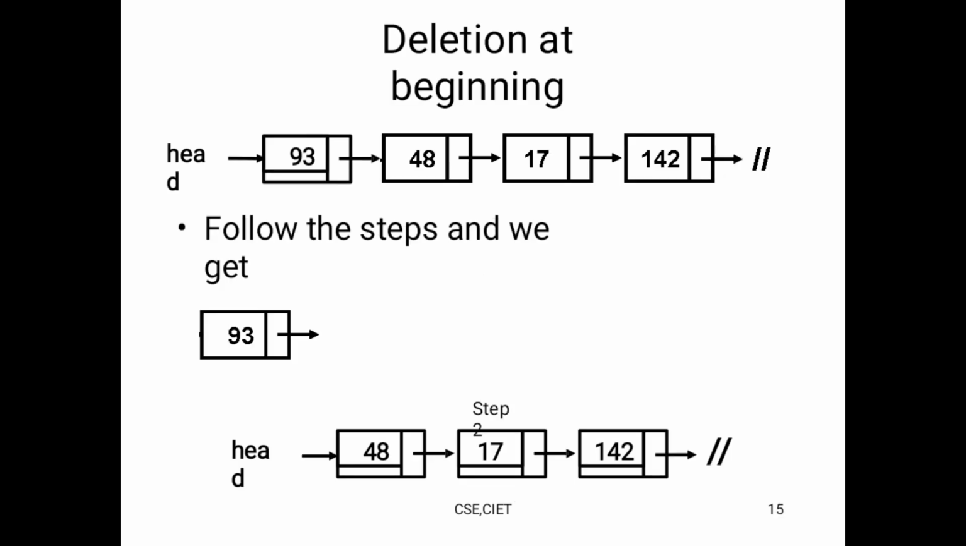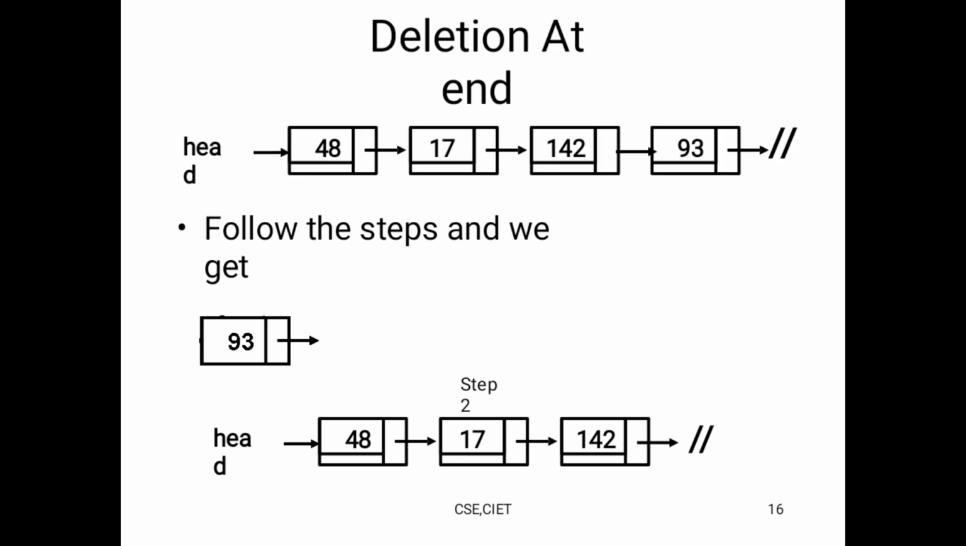Clear? So coming to deletion at the beginning. Whatever elements I inserted here, 93, 48, 17 and 142. Again I want to remove at the header. So 93 I want to remove. Simply I can select that and simply remove that. Whenever the 93 element is removed, automatically the header moves to the 48. This is the deletion at the beginning.